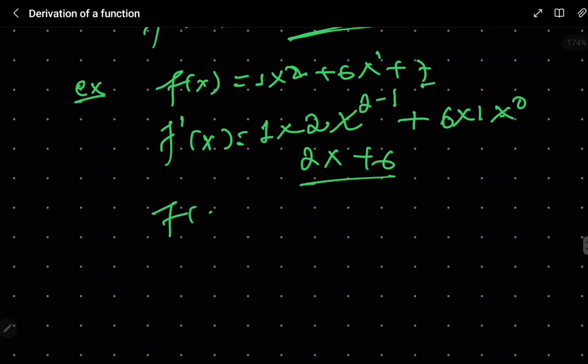Right? If f of x is equal to x cubed, what is f derivative of x? Now pause the video and try it.